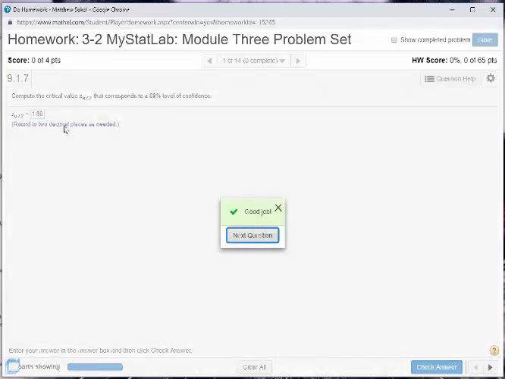Let's go back to our problem and see if that's the right answer. Yeah, we got it. Good. So that tends to be one of the harder problems on the homework. But if you follow my method that I just did, you can rewind the video and watch it. Your StatCrunch will do it for you very quickly.